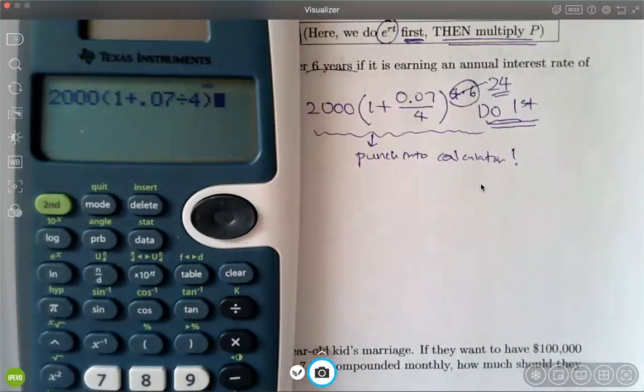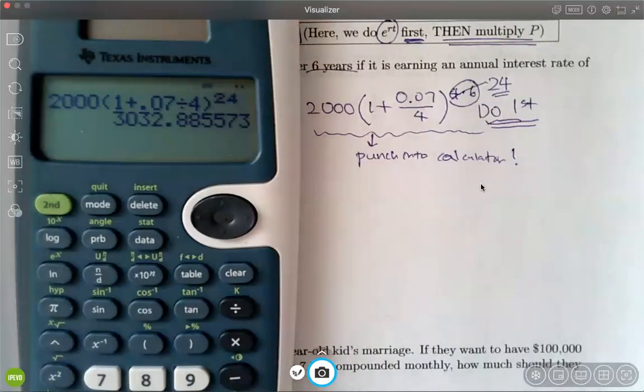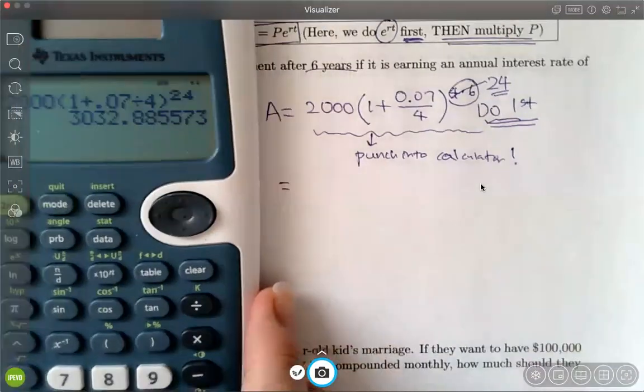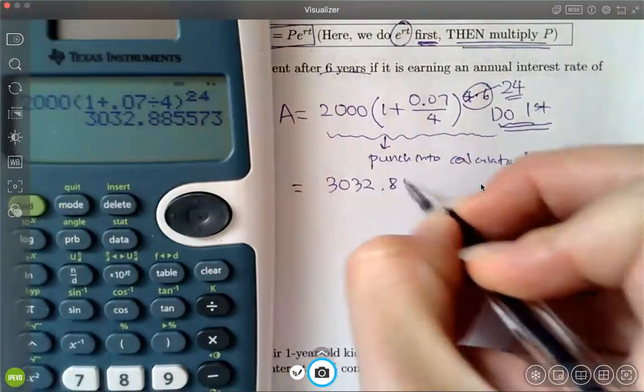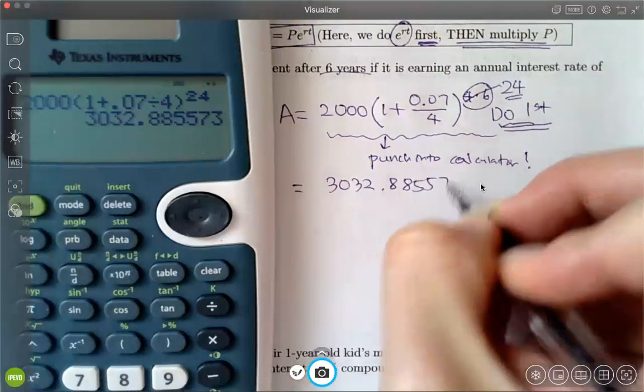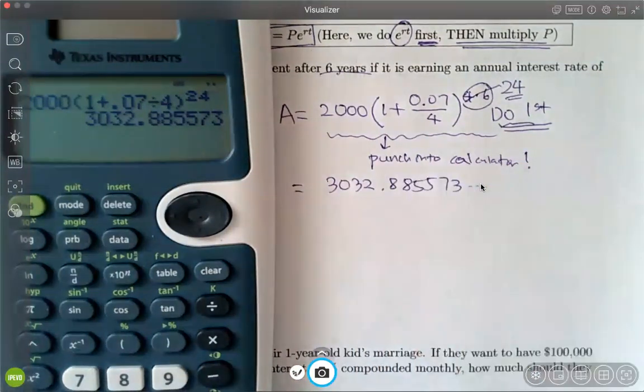Now the exponent is 24. So you press the exponent symbol, the upper hat thing, and then 24, and then hit enter. So what do you get? I got 3032.885573 and so on. Did you get that? If you didn't, then maybe you did something wrong, so check your computation.